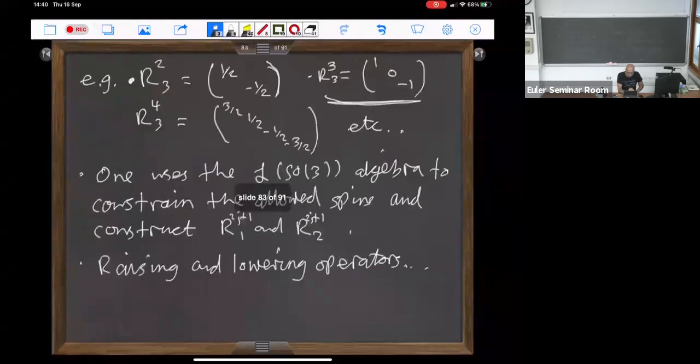So that's why the spins take this form. You see that in the two-dimensional, spin half representation, you have minus a half and plus a half. The maximum spin and the minimum spin are the same. This is a minus 3 halves in the bottom here.